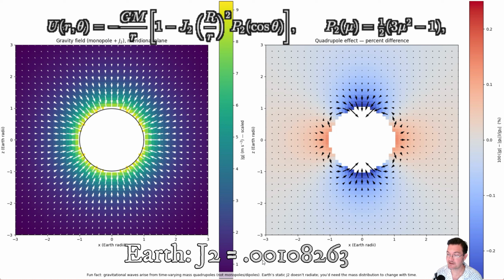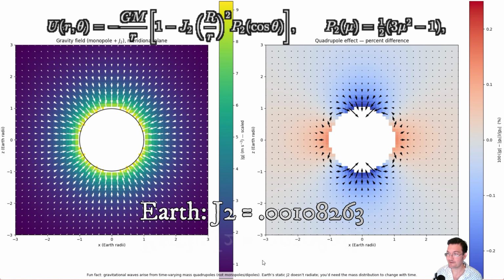And the fun fact here is gravity waves. You've all heard of gravity waves, right? It's the time-varying change of this quadrupole moment that gives rise to gravity waves. Gravity waves are changes in this quadrupole moment of the gravity field, not the monopole, not the dipole, because those are conserved due to conservation of energy and conservation of momentum. The first thing that could actually change in the gravity field and have a time-varying component is the quadrupole moment.